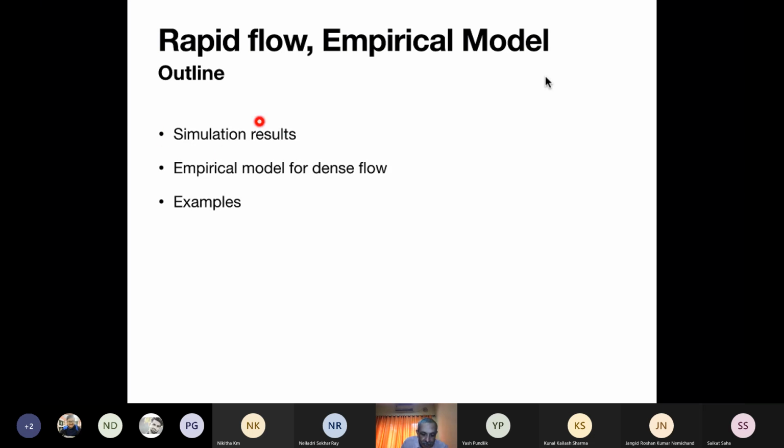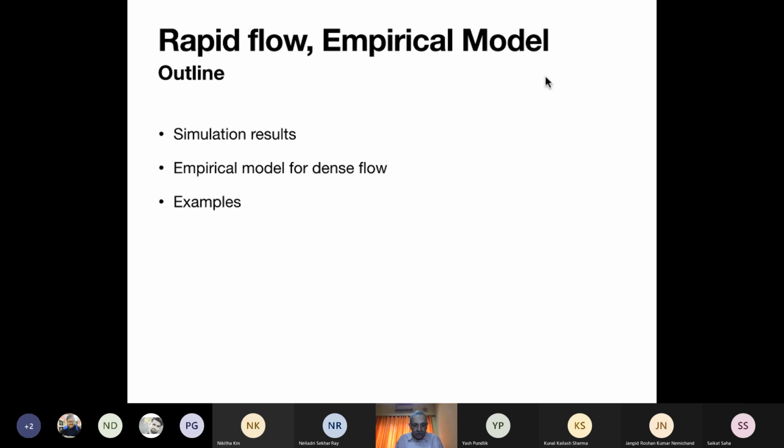And today I want to show you some simulation results, and then we'll talk about a sort of dense flow. So we've looked at very slow flows where friction dominates. Now we've talked about rapid flows where collisions dominate. Now we can think of something in between where both are sort of equally important, and those flows are called dense flows. And I'm going to show you one model for those kinds of dense flows, and then we'll do some examples.